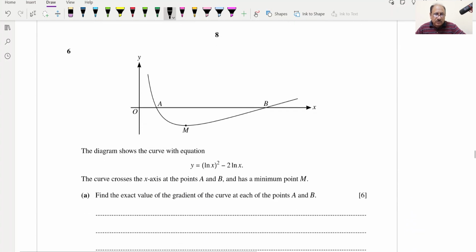Now question number 6. Question 6 diagram is nicely provided, and we can understand this is a little tricky but interesting. The diagram shows the curve with this equation. The curve crosses the x-axis at points A and B, this is A, this is B, and has a minimum point M. Find the exact value of the gradient of the curve at each point A and B. So we have to find the exact value of the gradient of the curve at A and B.